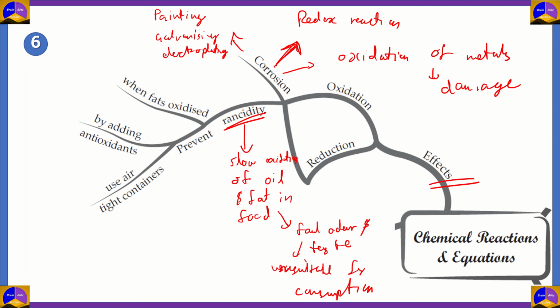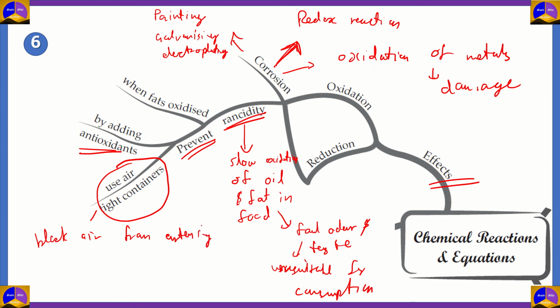there have been steps taken by food manufacturers in order to avoid their food becoming rancid. So rancidity is prevented, one, by adding antioxidants. These are chemicals which prevent oils and fats from getting oxidized. Another step is to use airtight containers. So that means block air from entering.